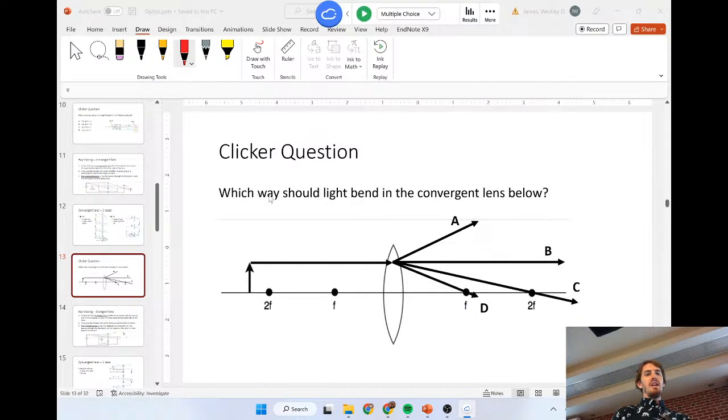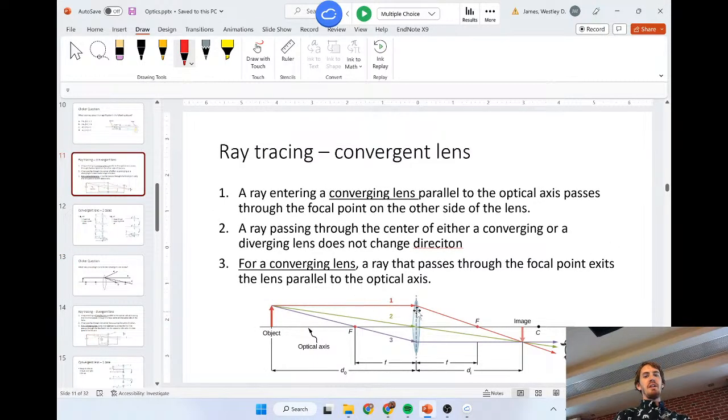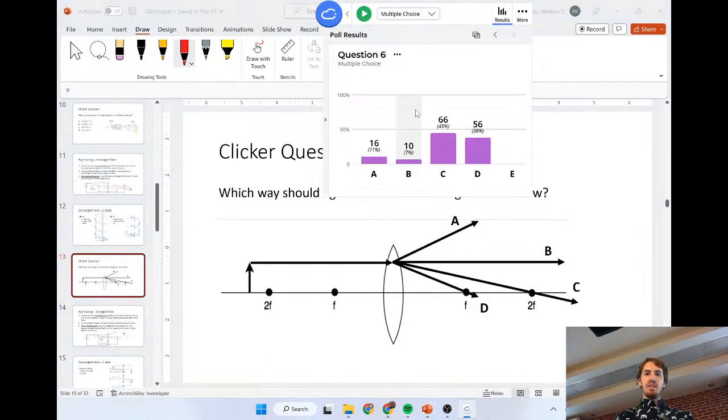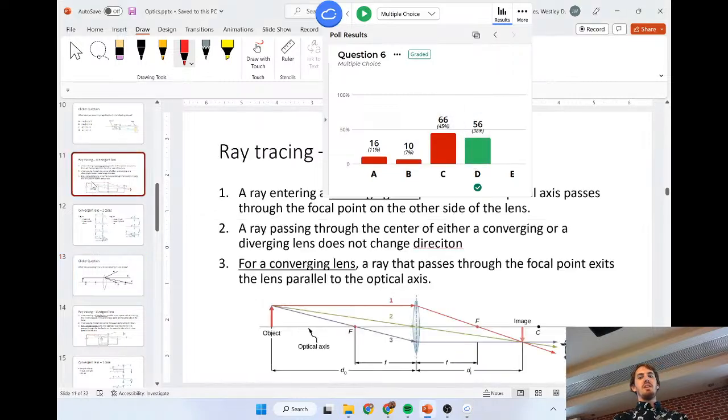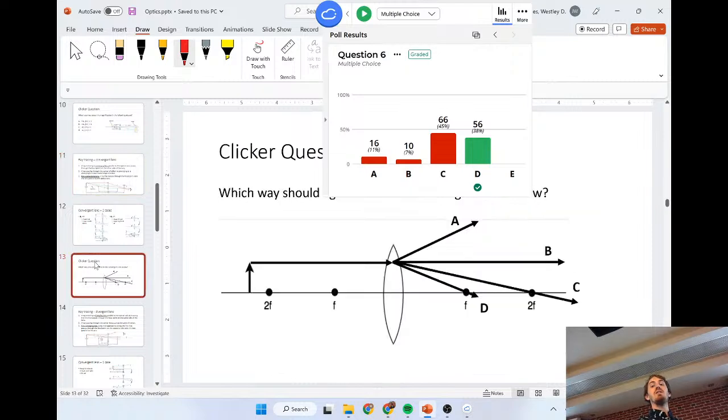Great. Okay, so if we just go back to our picture here, if we have a parallel ray, it passes through the focal point. So let's see how we did. Fingers crossed. We were split on D and C, and the key was just realizing it passes through the focal point here. Passes through F, not to F. It passes through the focal point.